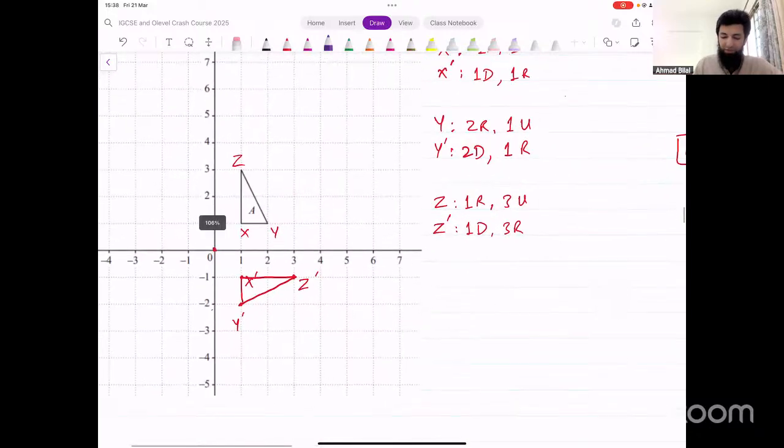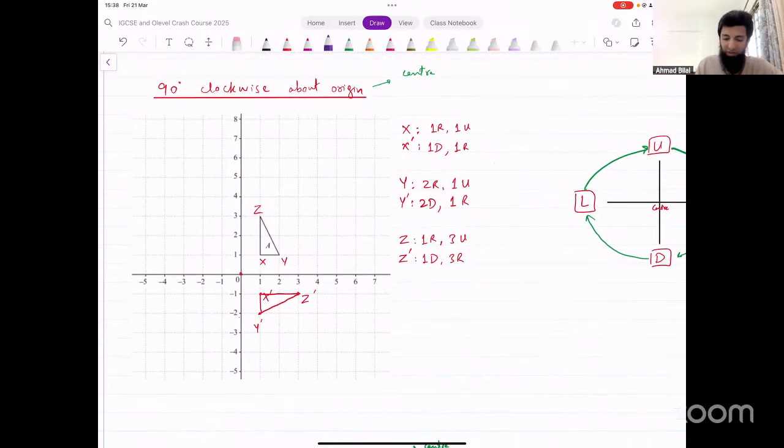This rotation, for instance, we rotated this figure A 90 degrees clockwise about the origin. Okay. We rotated this 90 degrees clockwise, and we got the other triangle. If we had to go back from this red triangle to the black triangle, what transformation would we have to do for that?